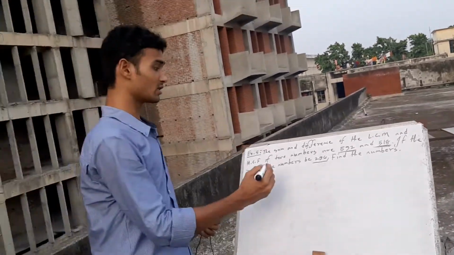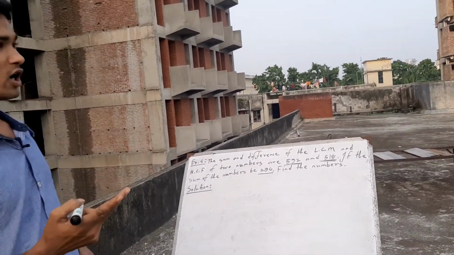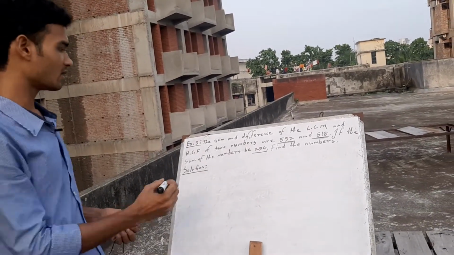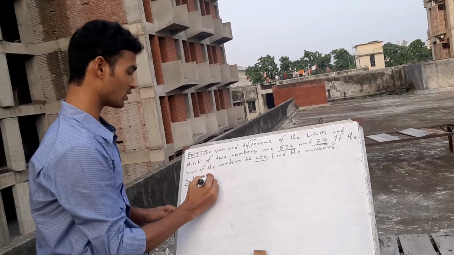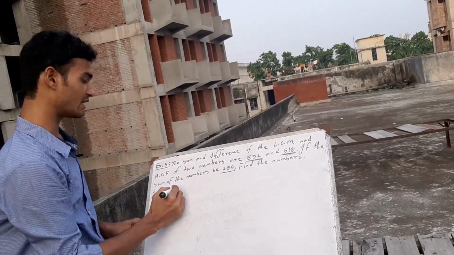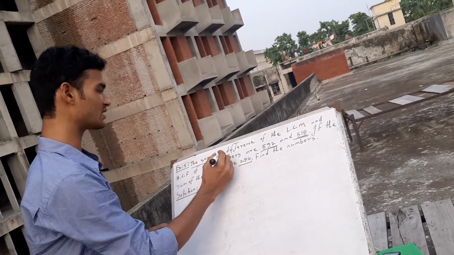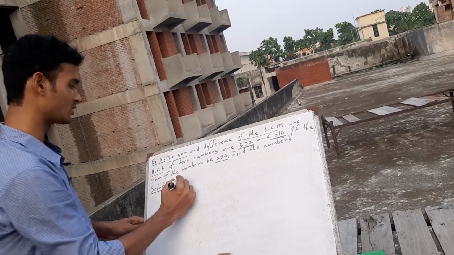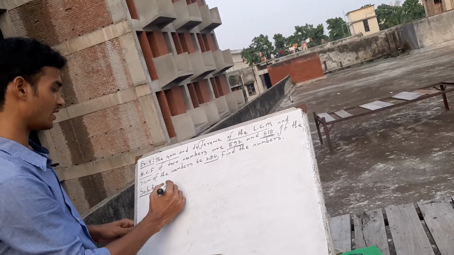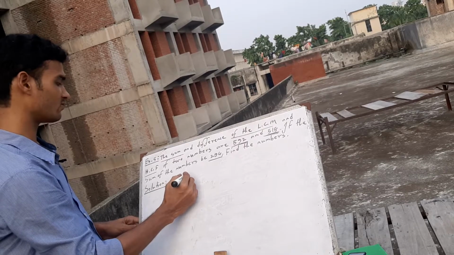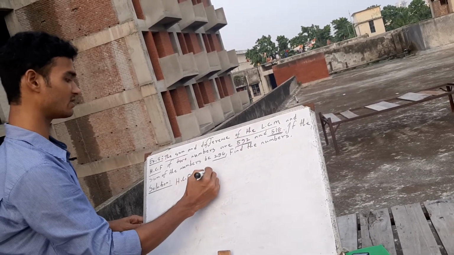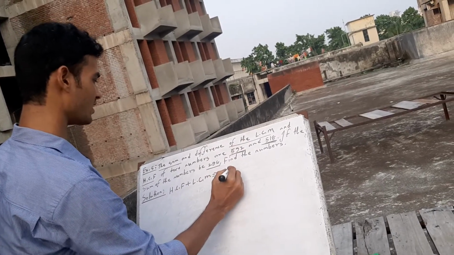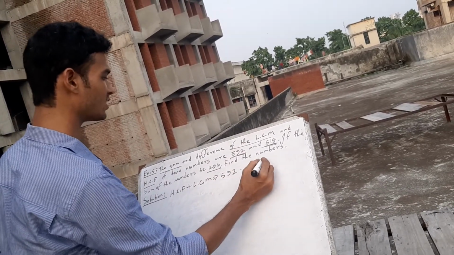To solve this question, we have to make multiple equations. We are going to solve this question by forming equations. The first equation will be the sum, which means the sum of the LCM and HCF. Sum means plus. So HCF plus LCM equals 592. That is our first equation.